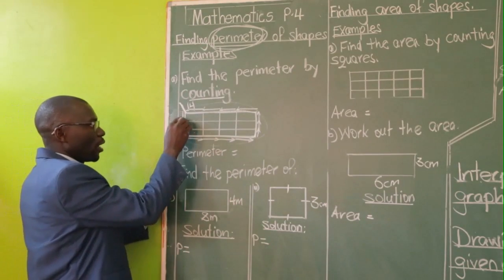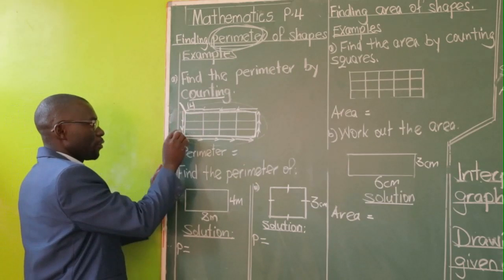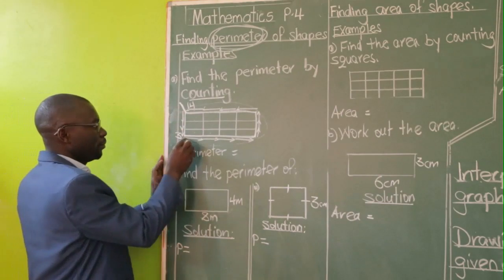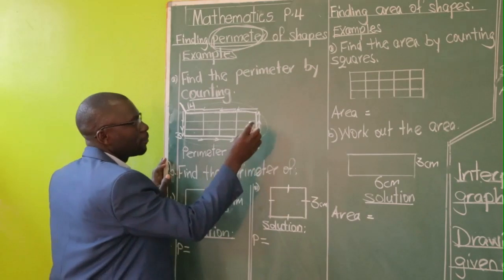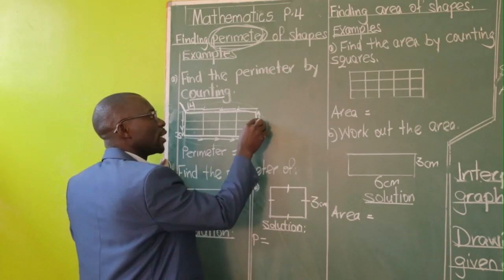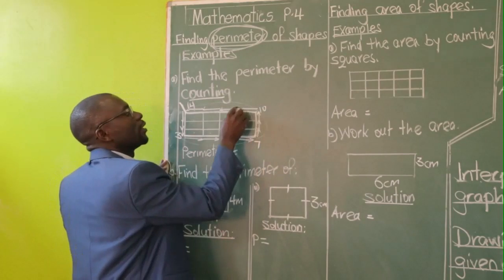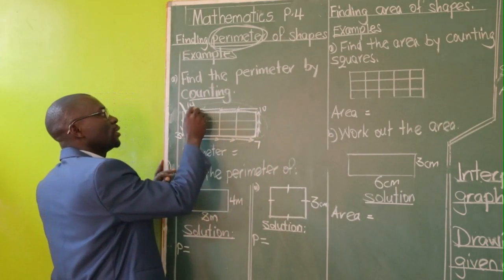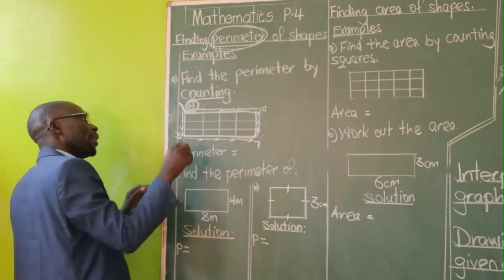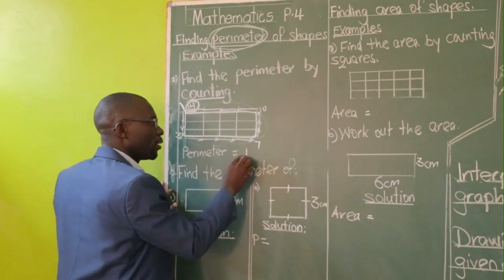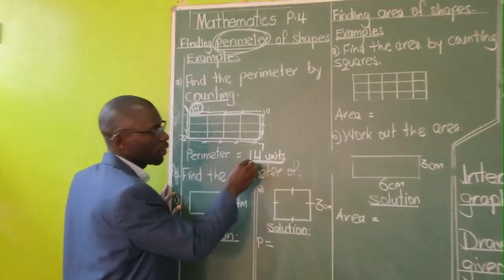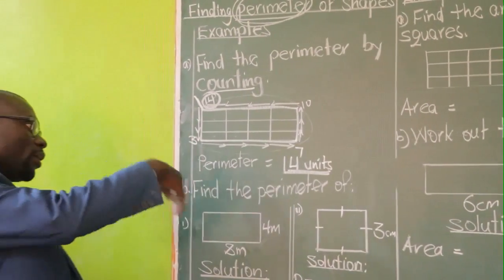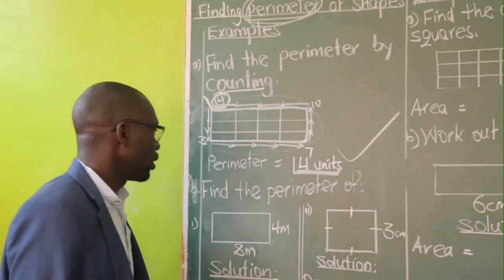We can say 1, 2, 3. We write a 3 there. 4, 5, 6, 7, 8, 9, 10, 11, 12, 13, 14. And where you end, that's our perimeter, 14 units. Just right there, 14 units, and then you get a very long tick.